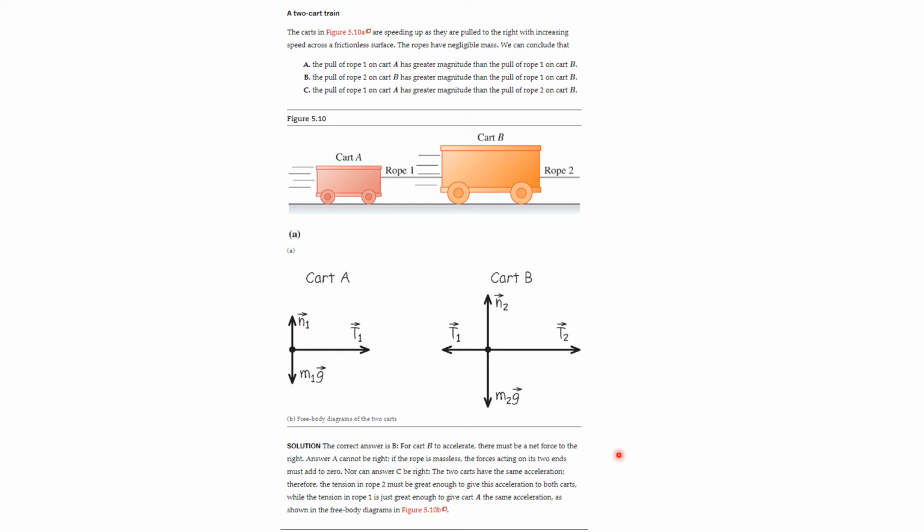You see, for cart B to accelerate, there must be a net force to the right. So answer A cannot be correct. If the rope is massless, the forces acting on the two ends must add to 0. Nor can answer C be right. The two carts have the same acceleration. Therefore, the tension in rope 2 must be great enough to give the acceleration to both carts, while the tension in rope 1 is just great enough to give cart A the same acceleration, as shown in the free body diagram. So that means the answer must be B.